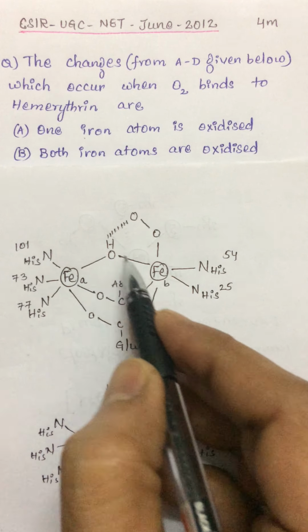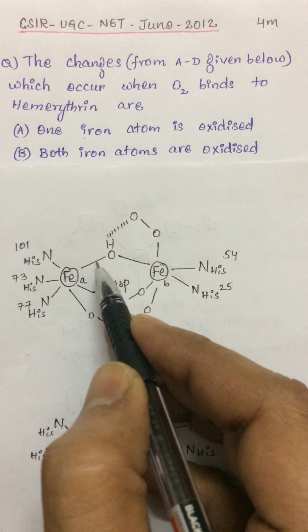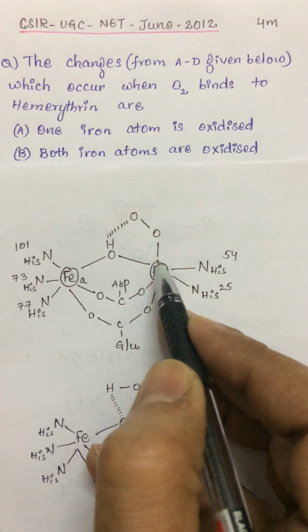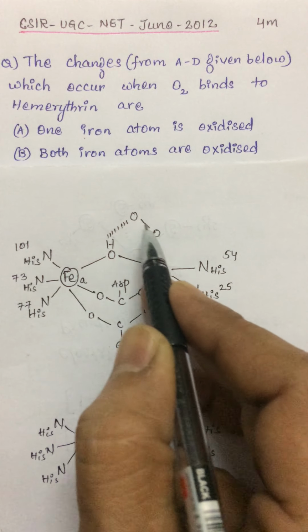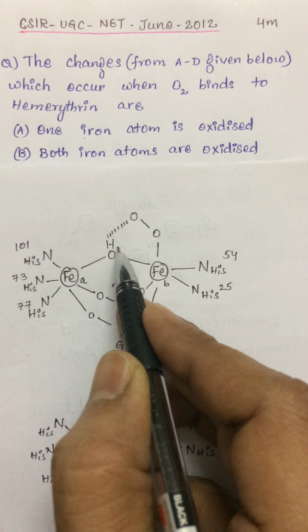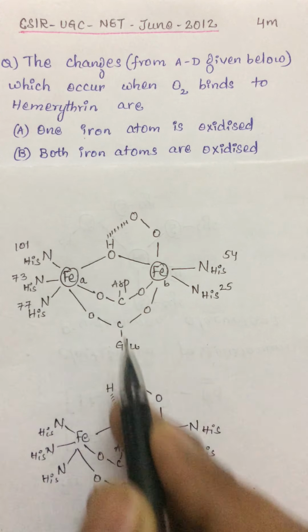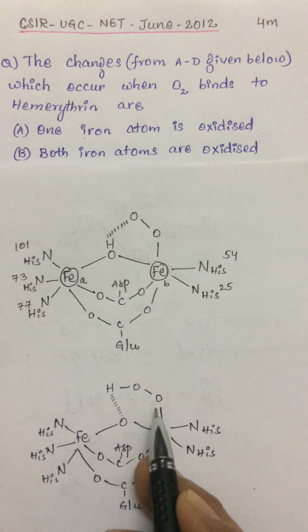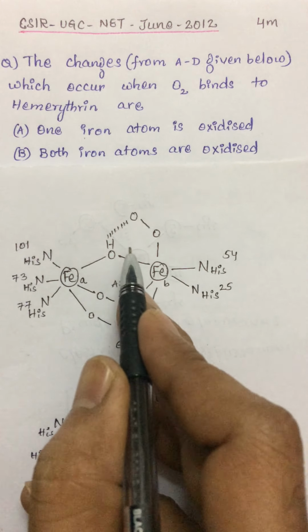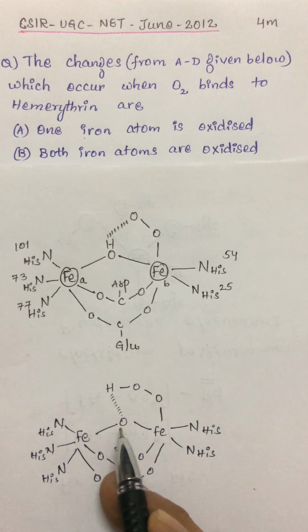This was a hydroxo bridge in the deoxy form. Once it got oxygenated, where the dioxygen is converting into a peroxo form, this peroxo oxygen will take up the hydrogen and the hydroxo bridge is converting into an oxo bridge. Peroxide is converting into hydroperoxide, but hydrogen bonding is still continuing.